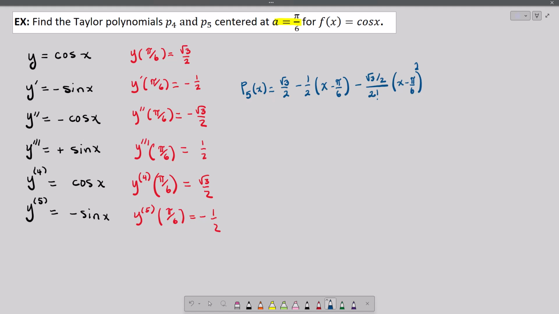Most books will put it on the 2 just to try to get us in the habit of thinking about it. So then the next one is plus 1/2 divided by 3 factorial, x minus pi divided by 6, all cubed. So that's p sub 3.